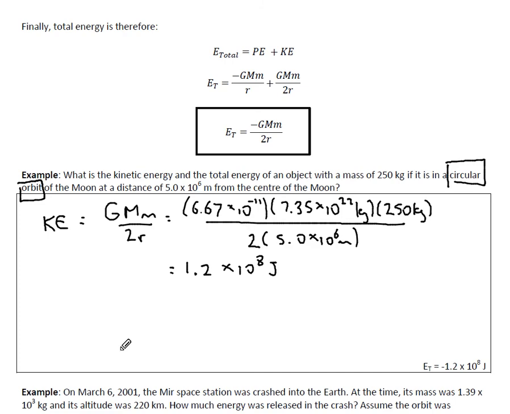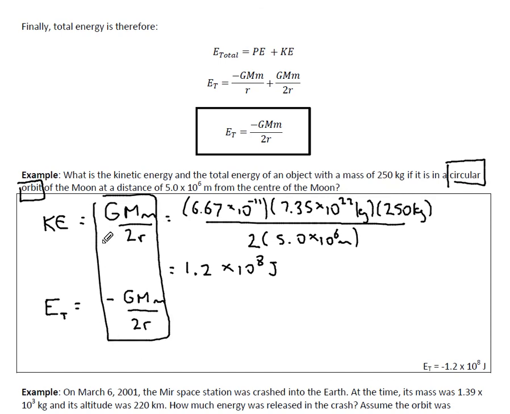Now total energy is just the equation negative GMm over 2r. Notice it's going to be the same magnitude, same equation. One's positive, one's negative. So that just means it's going to be negative 1.2 times 10 to the 8 joules.